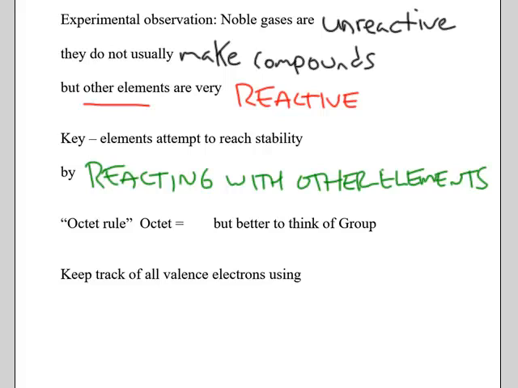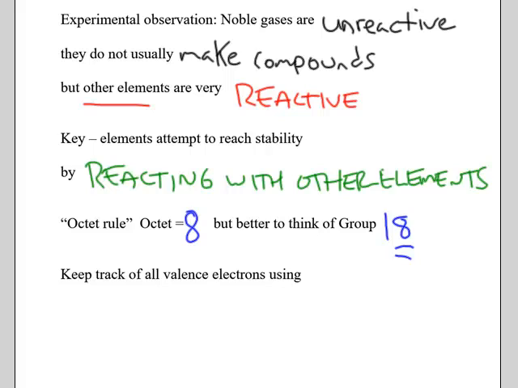So the rule we're going to apply is called the octet rule. And octet stands for 8, but it's much better to think of this not as 8, but instead group 18. The last digit of 18 obviously is 8, so if you think about trying to reach group 18 stability, that'll make more sense than trying to just reach 8.